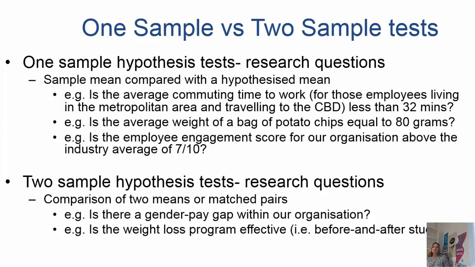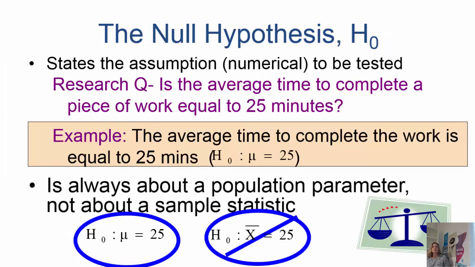This is different to two sample tests or matched paired tests. Research questions for these tests are more along the lines of, is there a gender pay gap within our organisation? Is the weight loss program effective, i.e. looking at before and after studies? And these will be discussed in topic 6.2 onwards.